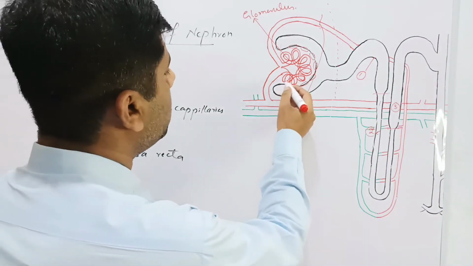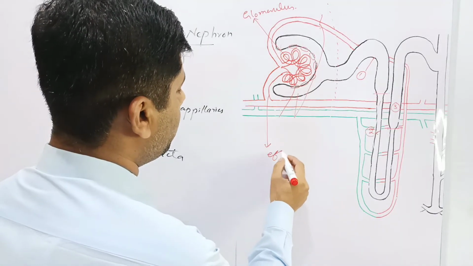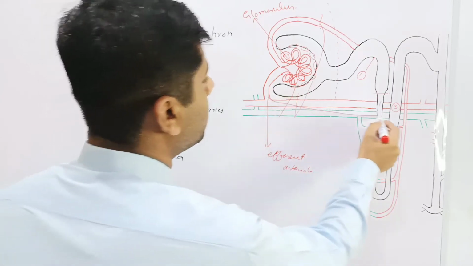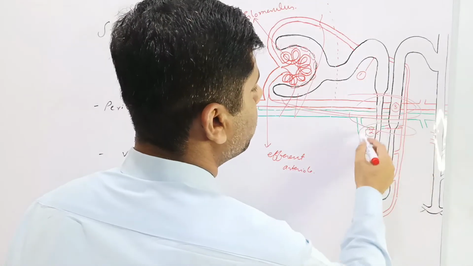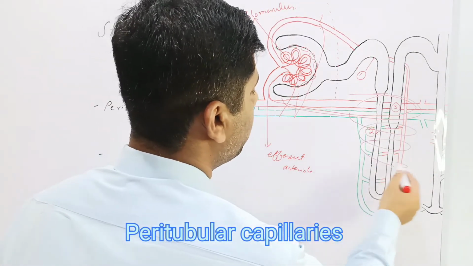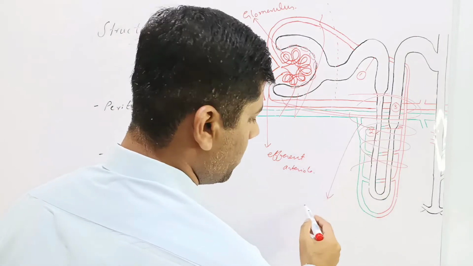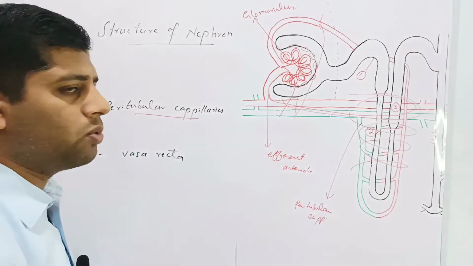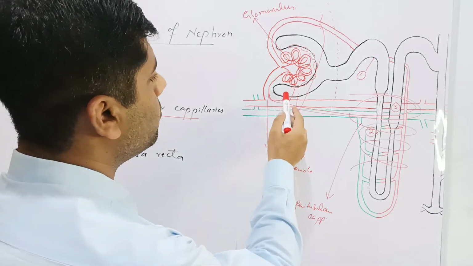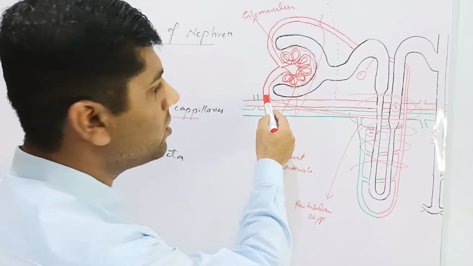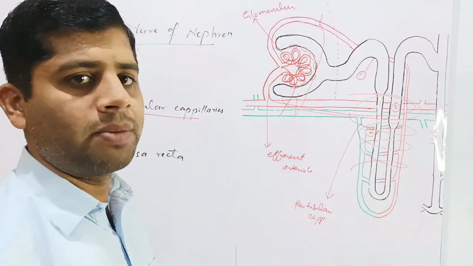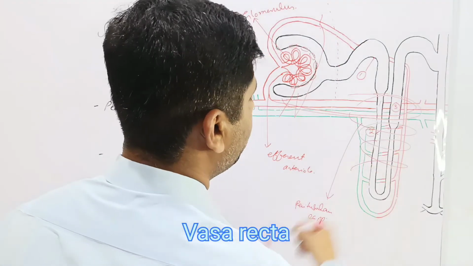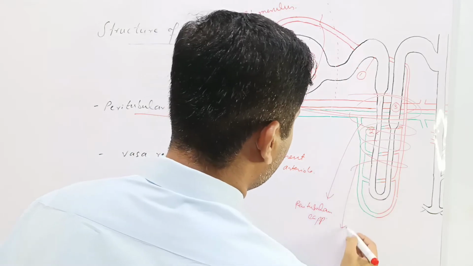The glomerulus leaves the Bowman's capsule by efferent arteriole. This efferent arteriole coils around the tubular part of the nephrons, especially around the loop of Henle. This coiling is called peritubular capillaries. Peritubular capillaries are the microscopic blood vessels which emerge from the glomerulus in the form of efferent arterioles coiling around the tubular part of the nephron. This is called peritubular capillaries. And if this coiling of peritubular capillaries occurs around the loop of Henle of this nephron, this is called vasa recta.